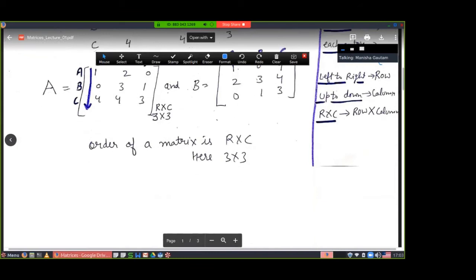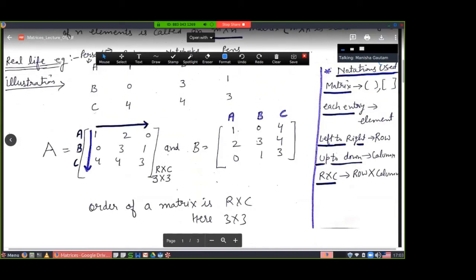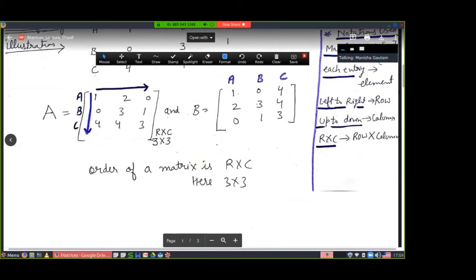On the right of the page, notations are given to you. Matrix notations. The first notation I have used here is the big bracket. The second bracket is also given to you. You can use the second bracket also. Here each entry is known as an element of the matrix. Left to right, as already told you, rows. Up to down, columns. R represents row and C represents column. Row by column means the order of the matrix.